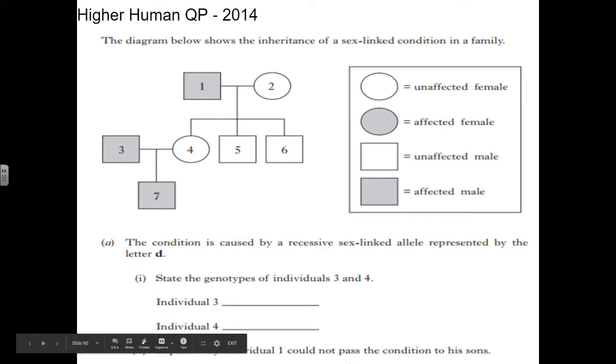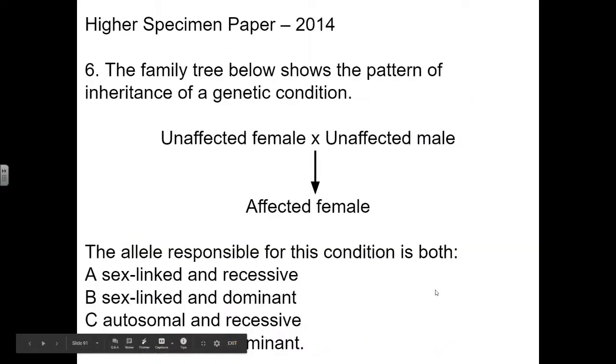How come individual 1 can't pass the condition to his son? So individual 1 is affected, we've talked about this. Men cannot pass sex-linked recessive conditions to their sons, because they pass the Y chromosome to their son, which does not contain that gene.